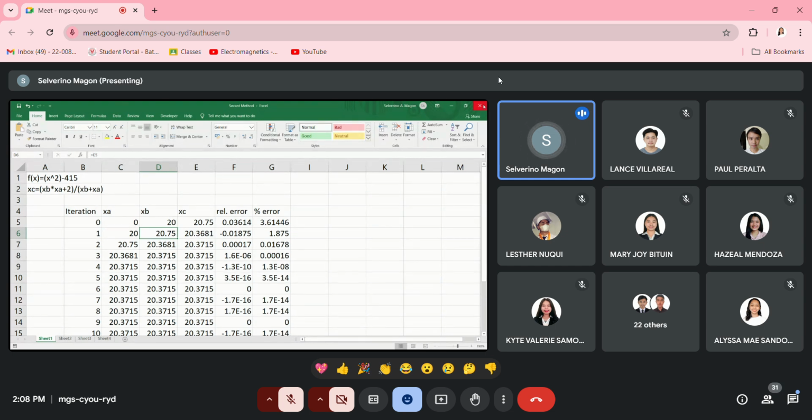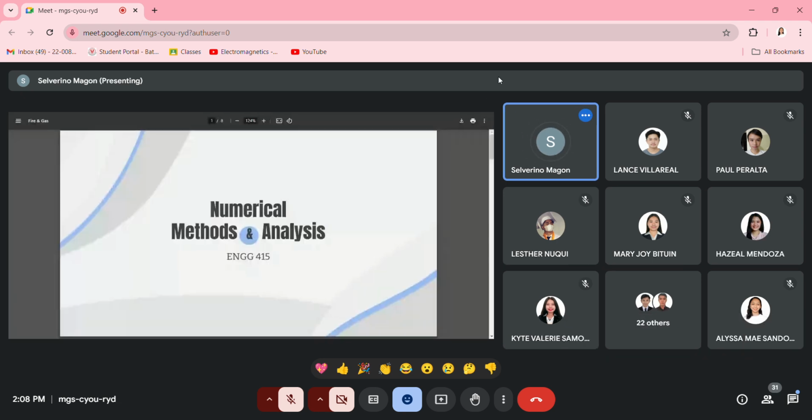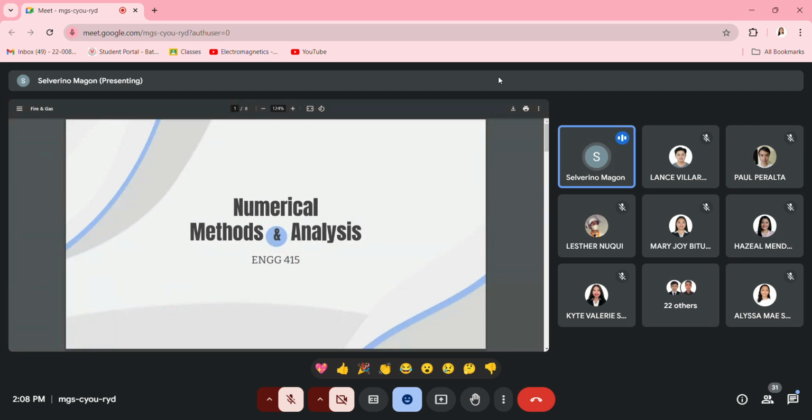Okay, so you'll be doing somewhat similar problem for your next P set, which I will post after our session. So another P set using Excel for the secant method. Okay, so are there any questions, concerns, or clarifications so far? Let's say if none, can I see a show of hands if everything is clear up to this point? Okay, thank you.